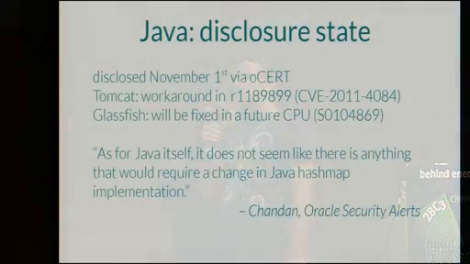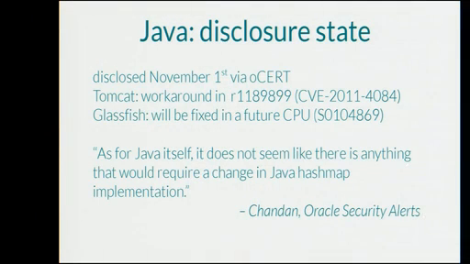As for Glassfish, Oracle took our advice and said they're going to fix that in a future CPU, a critical patch update, and that's just the ticket number. That's good from the Oracle side. What's not so good is that they said, as for Java itself, it doesn't seem like there's anything that would require a change in the Java HashMap implementation. We politely disagree.